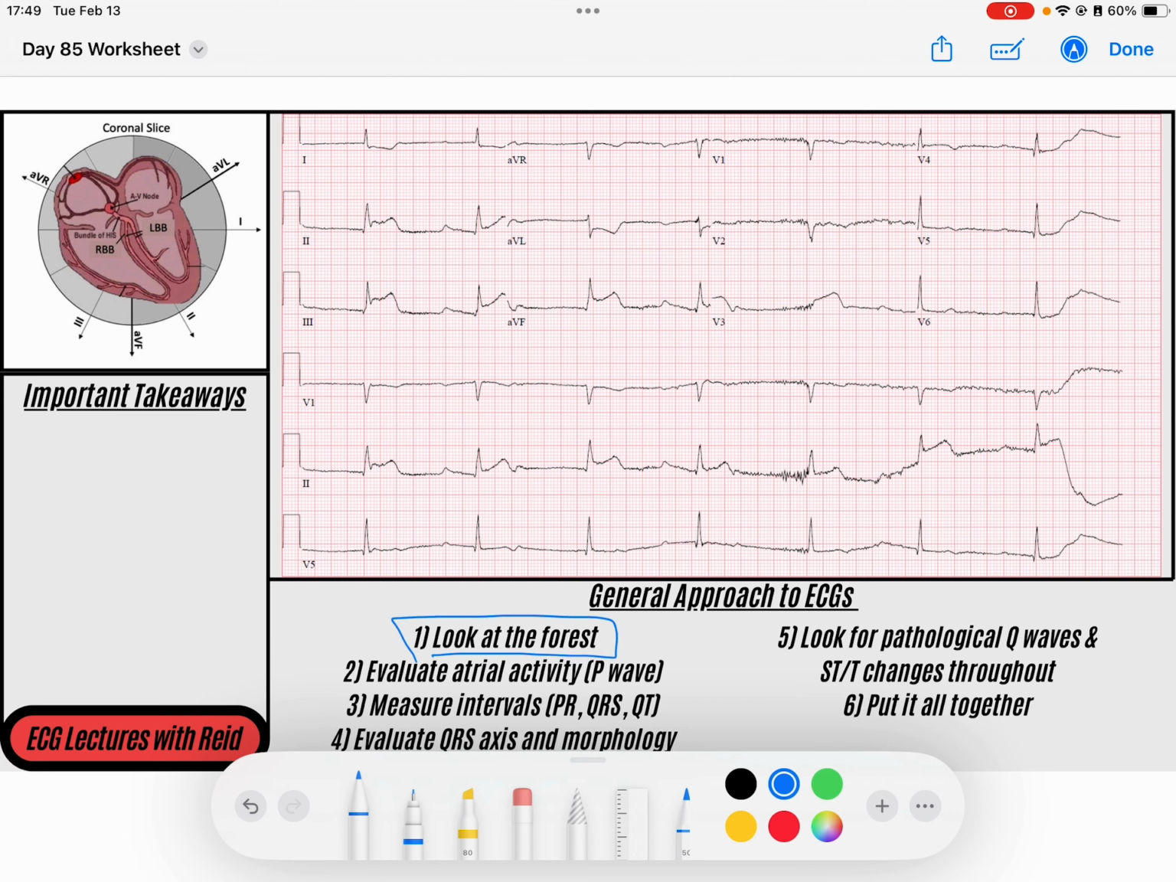So first thing we're going to do, we're going to look at the forest. The trees of the forest are my QRS complexes I see down here in lead 2. Then I've got a narrow complex rhythm. It seems to be quite regular, and it's kind of regular throughout the entire rhythm.